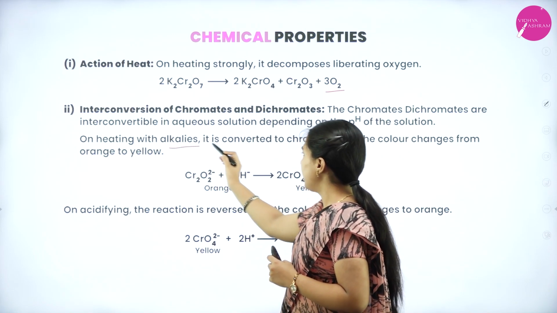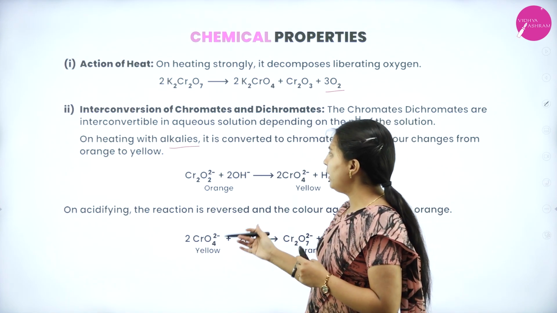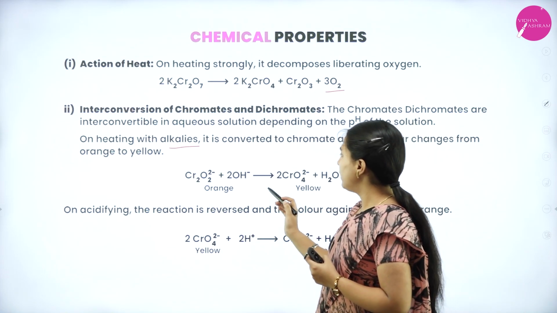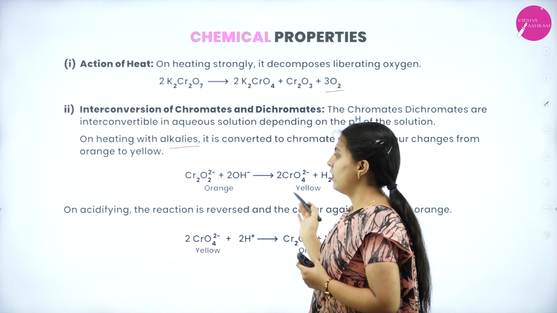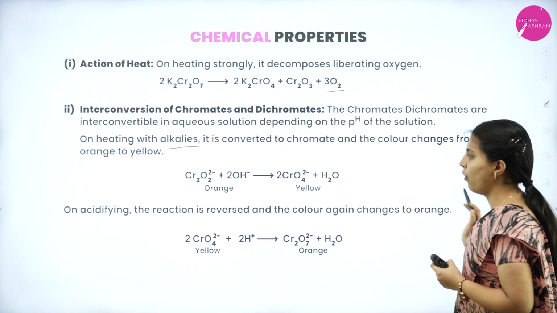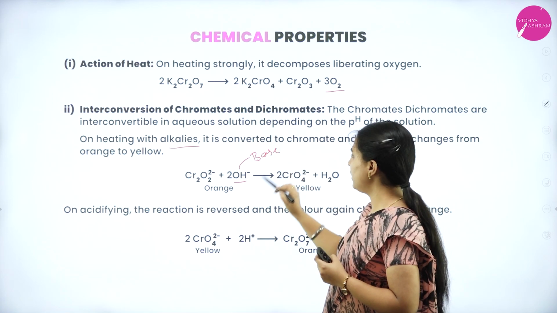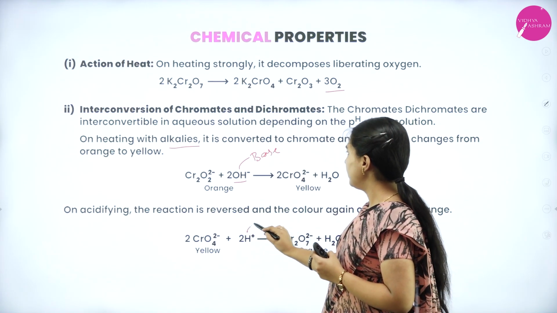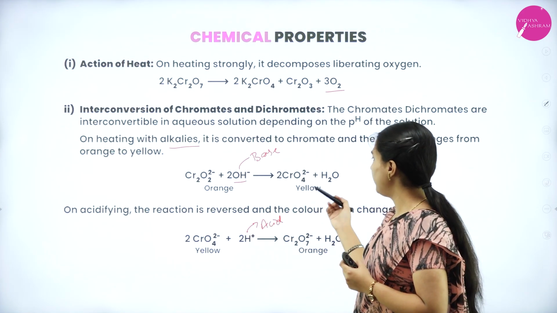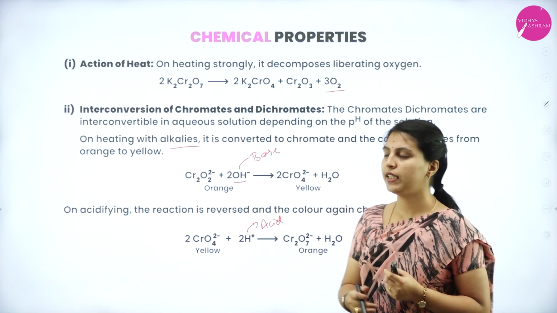On heating with alkalis, it is converted to chromate and the color changes from orange to yellow. When dichromate is treated with alkali, which is a base, the solution turns from orange to yellow. If it is acidified with acid, the reaction is reversed and the color again changes to orange. This is a base, or an alkali, converting orange to yellow solution. This is acid. If you use acid, it will be reversed from yellow to orange. This is how the interconversion of chromates and dichromates is done.